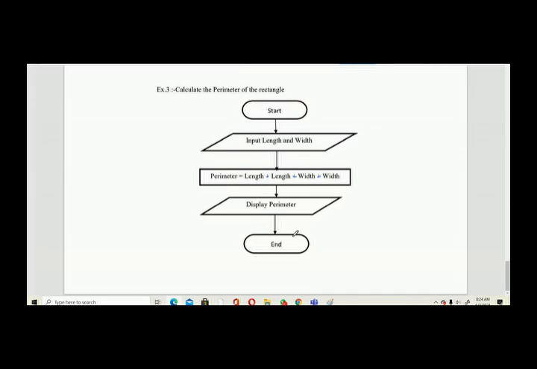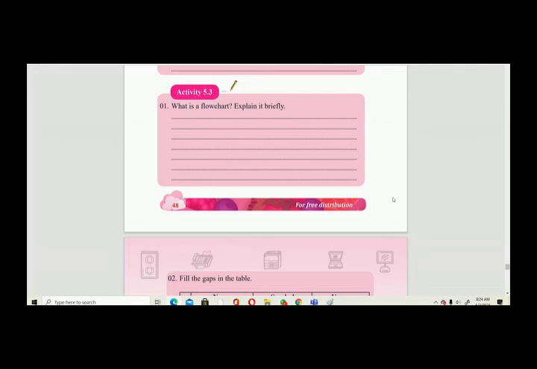Right. Now we are going to do the workbook activities. Take out your workbooks and turn to page number 48. Page number 48.